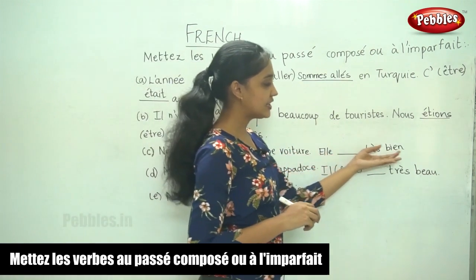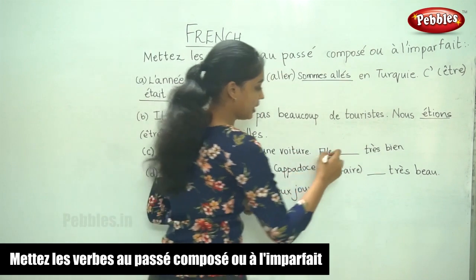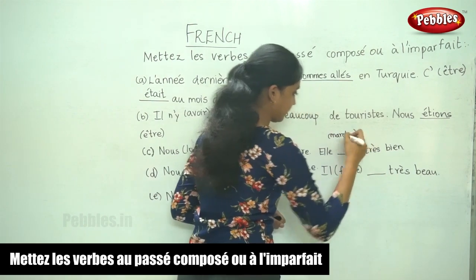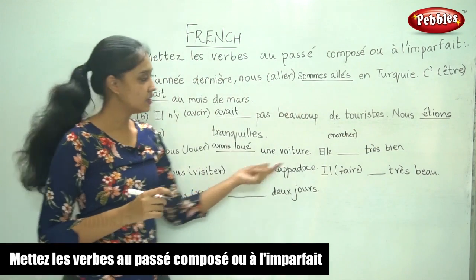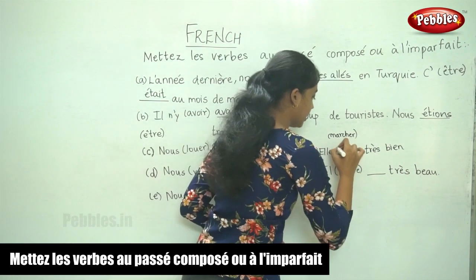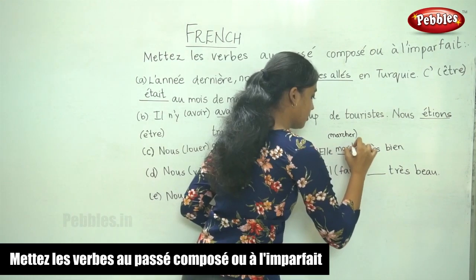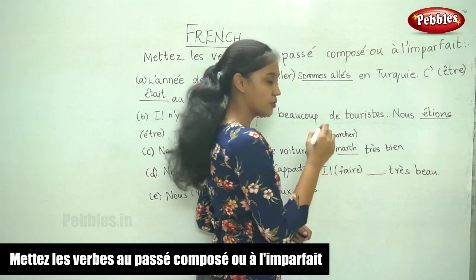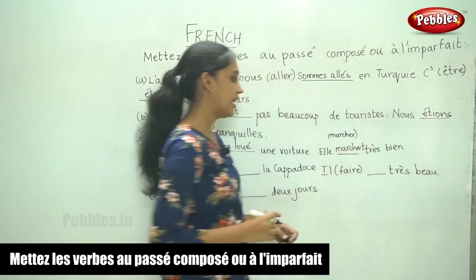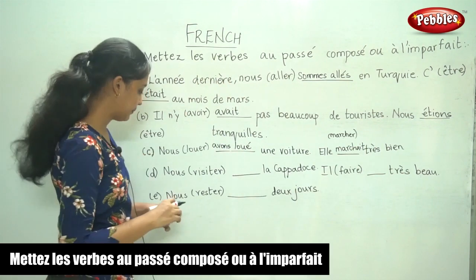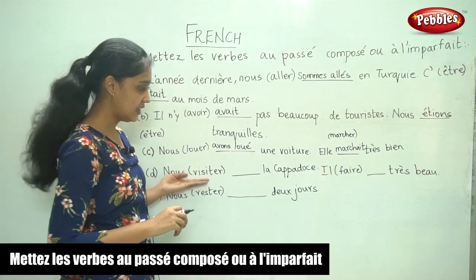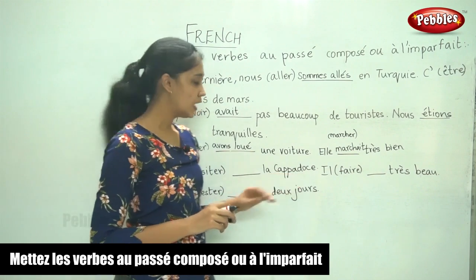Elle dash très bien. So the verb here is marcher. So elle, this is also a description. So we use imparfait. Marchons, remove ONS. For elle, the ending is AIT. Elle marchait très bien.